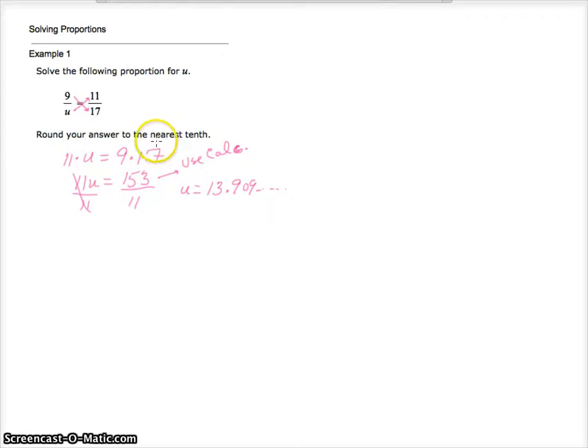It says round to the nearest tenth. So my tenths digit is here. I'm going to round the 9 by looking back to the 0, and so I just leave it as u equals 13.9. All right, so easy peasy, just remember to cross multiply and then solve. Let's go look at another example.